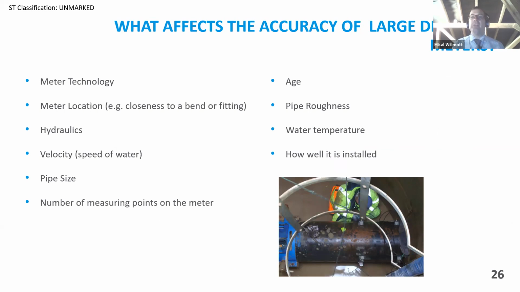The speed of water or the velocity affects the accuracy of a meter. So really, really low velocities can lead to quite high errors in meters. The size of the pipe, generally speaking, larger pipes or larger meters tend to be a little bit more accurate than smaller meters. The number of measuring points you have on the meter may affect the accuracy. For example, on a clamp-on ultrasonic meter, the more transducers you put on generally improve the accuracy. The age of the meter, the pipe roughness, the water temperature, all these things can affect how accurately the meter records, and also how well it is installed. Not everybody installs meters as well as they could be. Not everyone looks after them as well as they could be looked after before installation.